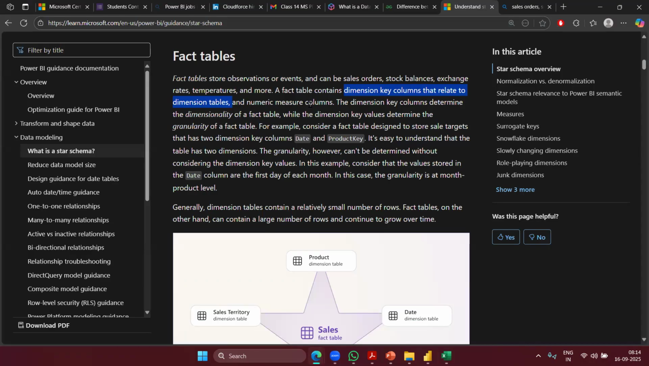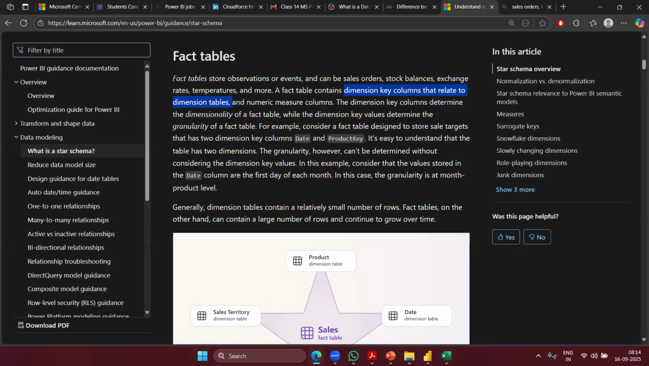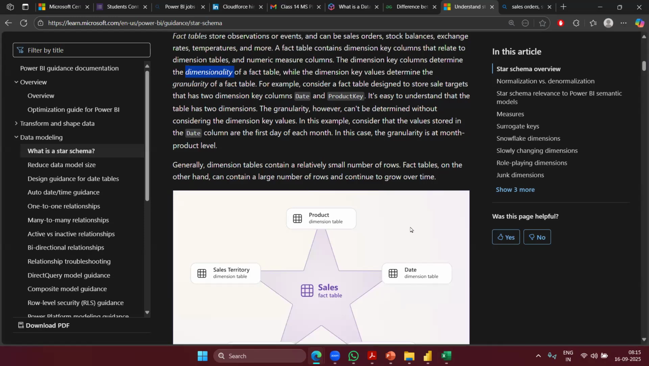And numeric measure columns. When you say numeric measure columns, like what is the quantity, what is the product, what is the total cost, and when the transaction happened. The dimension key columns determine the dimensionality of the fact table, so how many dimensions are there? If you have 4 dimension tables, the dimensionality is 4. Similarly, what about the dimension table?